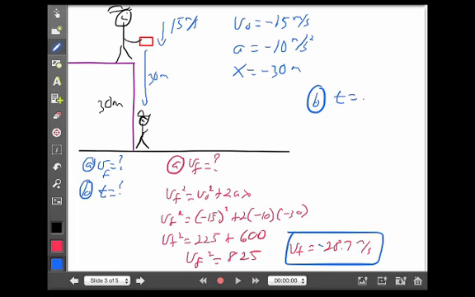So now let's find that time. Well, I'm going to use my first motion equation, the easy one to use. My final velocity is negative 28.7. The initial was negative 15. Acceleration is negative 10. Now remember, you can never get negative time, right? So first thing I'm going to do is I'm going to add 15 to each side, making this negative 13.7.